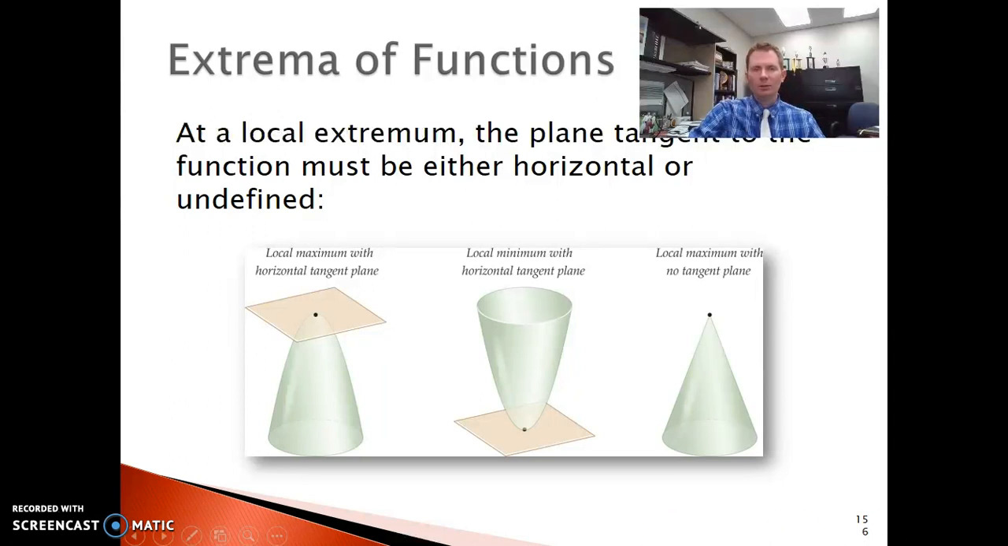At a local extremum, the point will have either a horizontal tangent plane or no tangent plane at all. So these are a couple cases where the tangent plane is horizontal and we have a local maximum and a local minimum. In this case, the tangent plane would not exist because the function is not differentiable at this point, and yet we still do have a local maximum. So a local extremum will have one or the other of these conditions, either a horizontal tangent plane or no tangent plane at all.